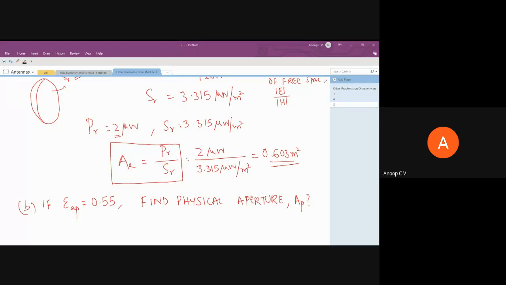I'll give you 1 minute. Please do find out and post your answers in the chat window. All of you, please try out and post your answer in the chat window. Why are we taking this much time?